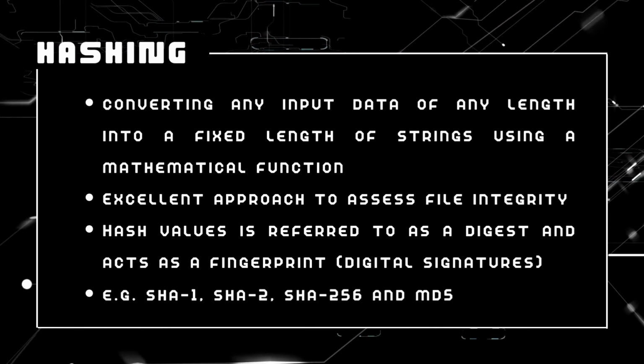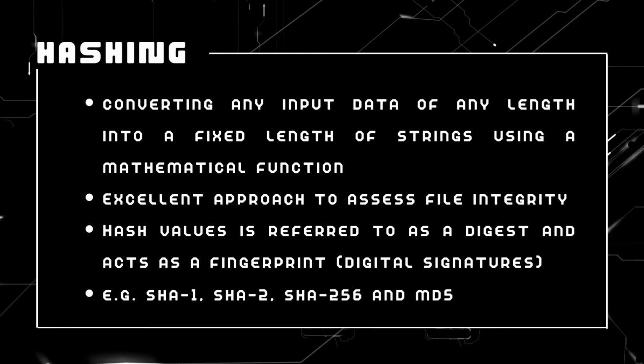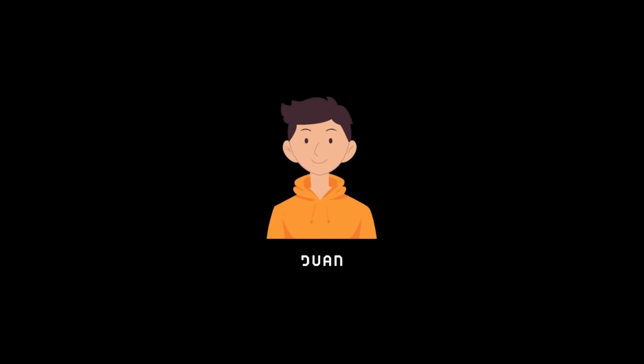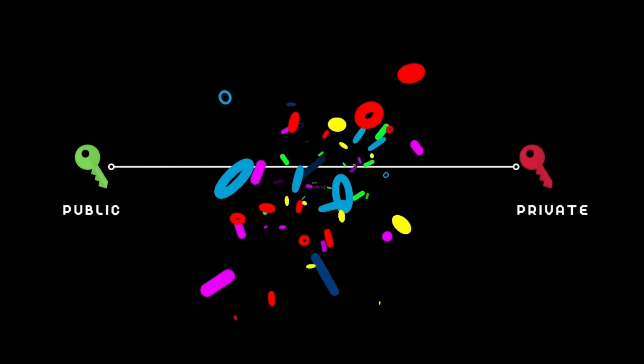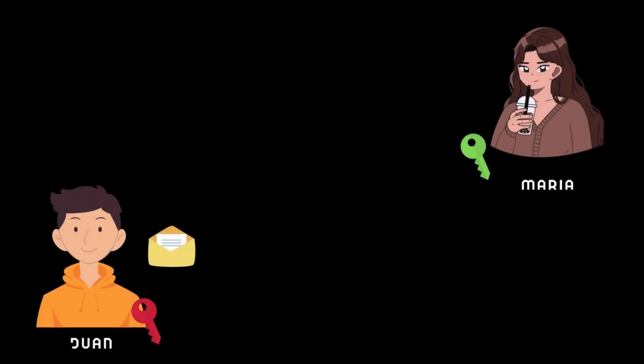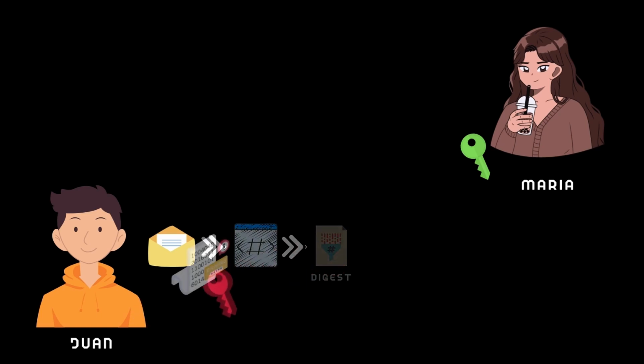Let us use Juan and Maria once again as an example to explain the process of how digital signatures work. Juan wishes to write Maria an email. To ensure that Maria receives an untampered email, Juan must first use the RSA algorithm to generate two different keys, and then he would have to give Maria his public key. He'd next feed his email into a hash function which would output a digest. His private key will then be used to encrypt this digest.